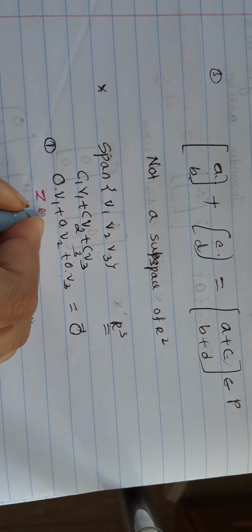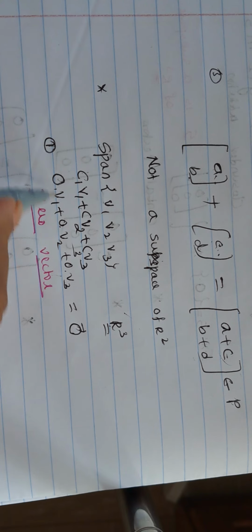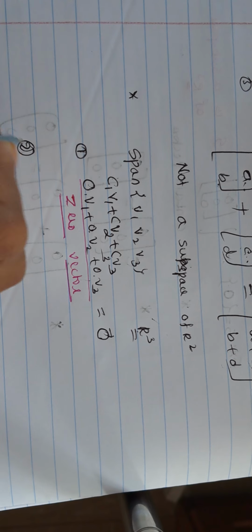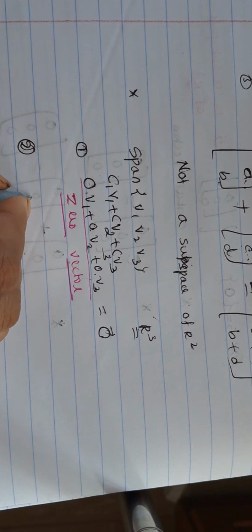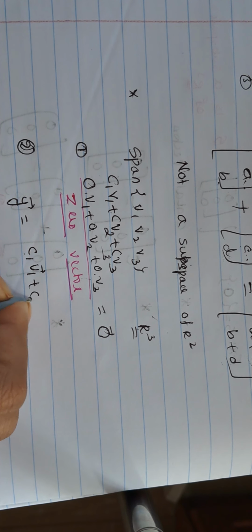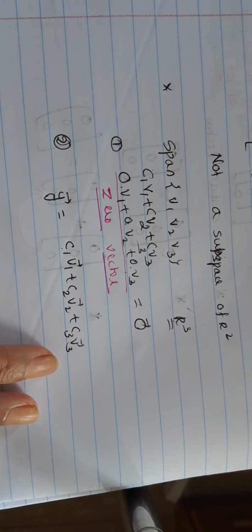The first property says we have to check whether the 0 vector belongs to this collection. Yes, it does, because it is also one of the linear combinations. Now to check scalar multiplication, the second property, let us consider the vector y as c1 v1 plus c2 v2 plus c3 v3.